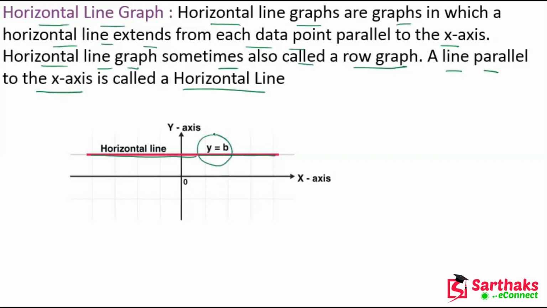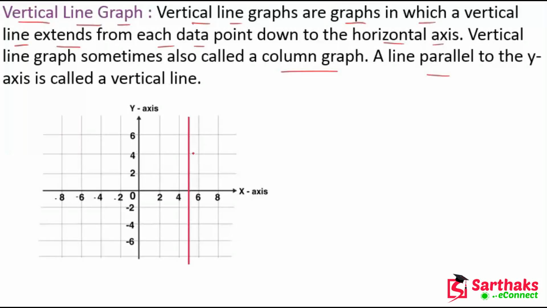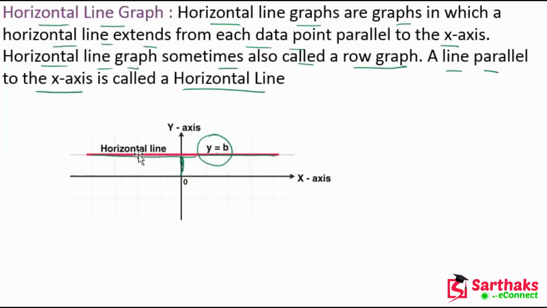So here this is y equals b. Okay, b is the distance from the x-axis. Similarly, here we can write x equals a. So a is the distance from the y-axis. Okay, so this is constant. This is equidistant from the y-axis. That is why we are saying that this line is parallel to the y-axis and this line is parallel to the x-axis. I hope you understand these things, my dear friends.